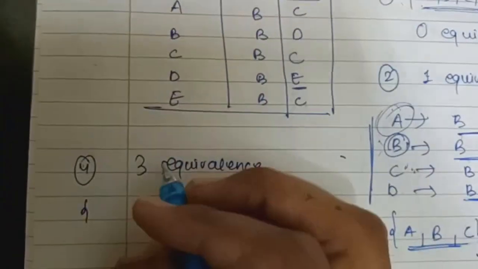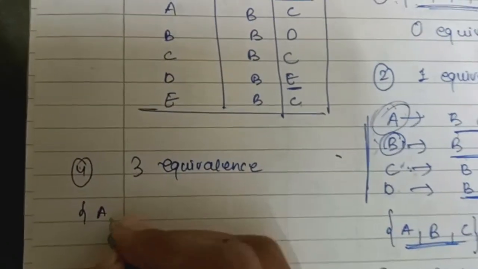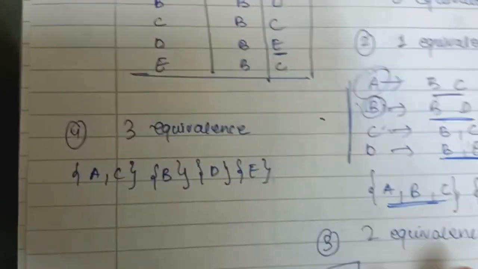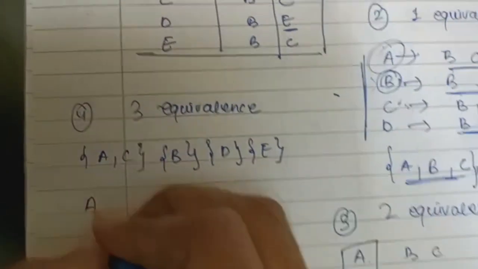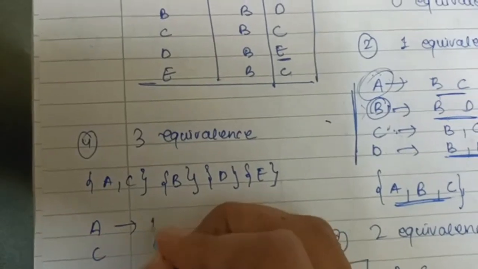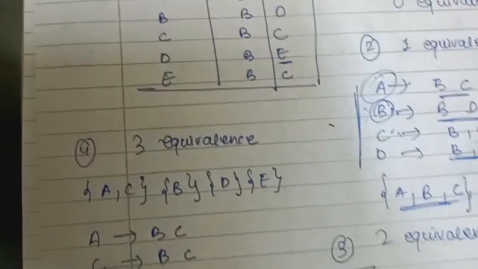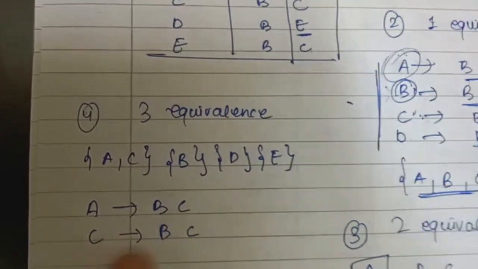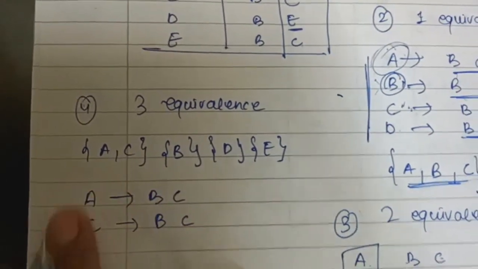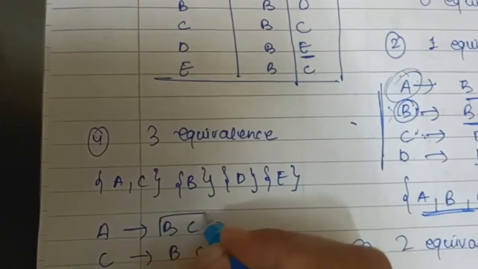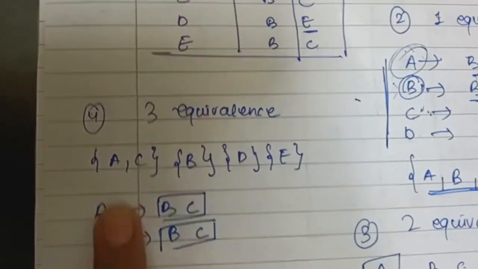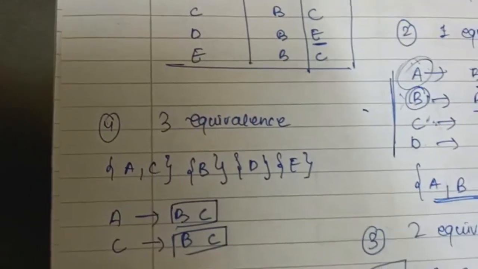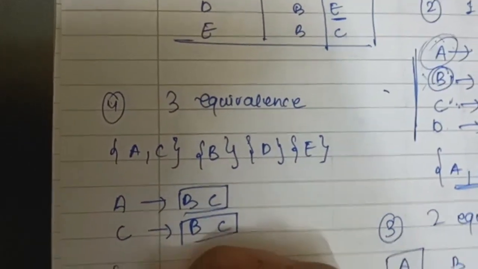Now see, the only group which has one or more elements is A, C, because B, D and E have the single elements in that group. So we'll start with this group A and C. See, A can transit to B and C, and C can transit to B and C, and we don't find B in this group. But whenever you find same transitions, then they are said to be transition equivalent. So we don't separate this group, we don't split this group.